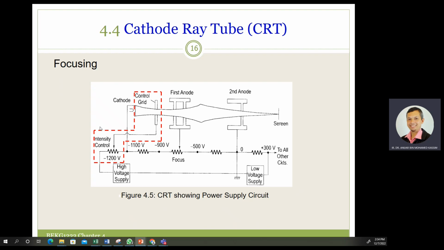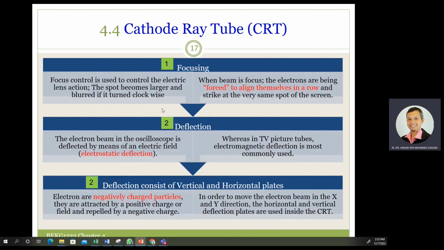And here, by using the intensity control, by using the control grid, the intensity of the light produced by the electron beam on the screen can be controlled, to make it dimmer and brighter. So this is the power supply circuit to supply the heating of the cathode and also to make sure the electrons are getting dimmer or brighter.